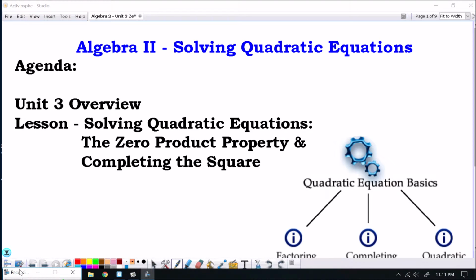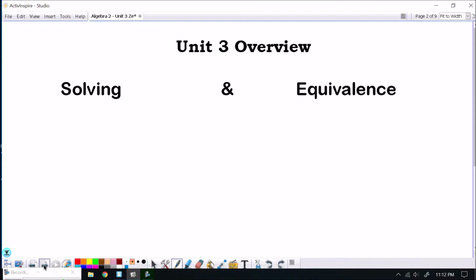Okay, today we are starting Unit 3, and Unit 3 is all about different ways to solve. Specifically, today we're looking at solving quadratic equations using the zero product property and by completing the square.